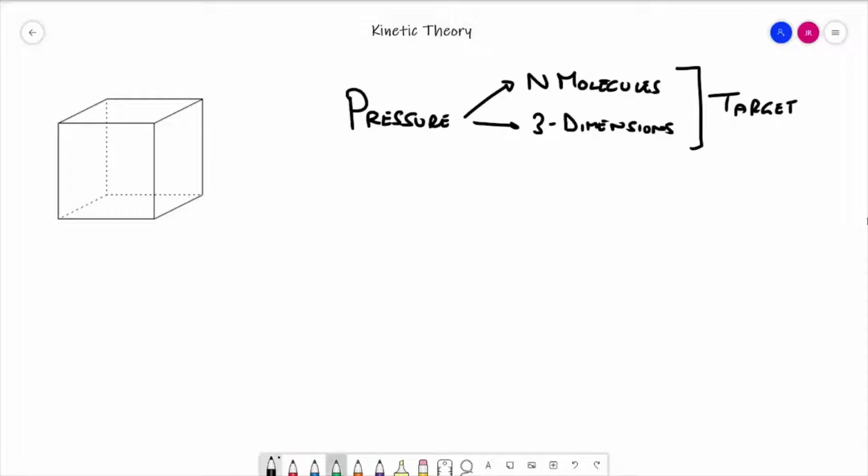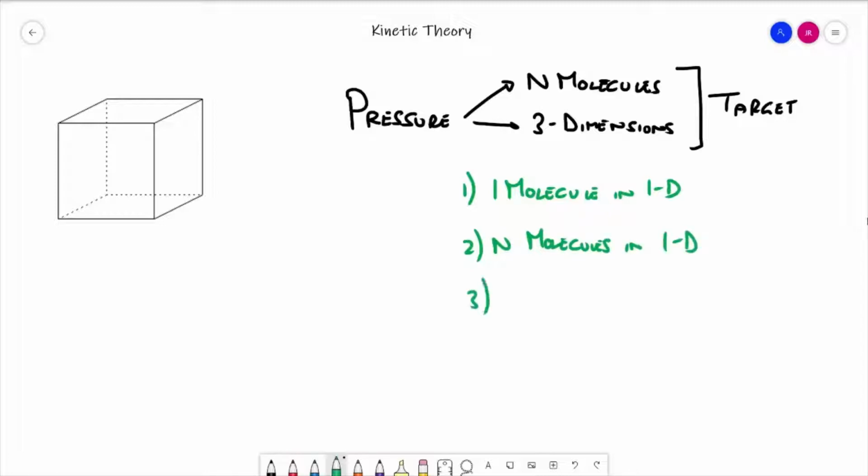But of course, in order to get there, we're going to try and break this down into stages. So instead of going straight for n molecules and 3 dimensions, firstly, we're going to look at 1 molecule in 1 dimension. We'll then scale that up to n molecules still in 1 dimension, and then finally we can get our target, which is n molecules in 3 dimensions.